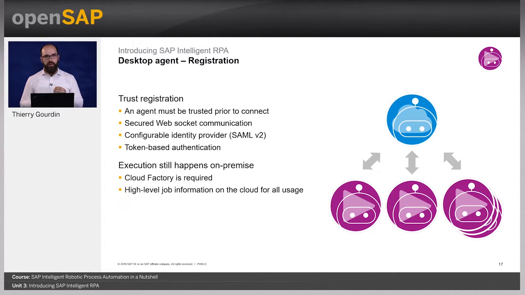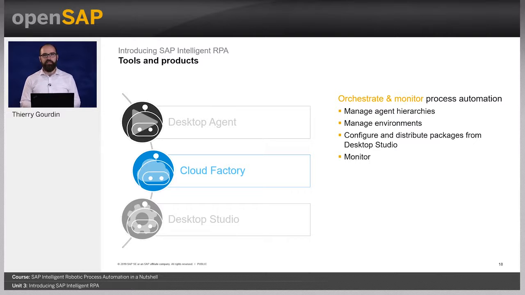Desktop Agent and Cloud Factory are constantly connected so that the Desktop Agent can check regularly what automation is allowed to get from the factory and provide to the user. On the other side, the Cloud Factory can trigger digital workers when unattended jobs have been scheduled. That's it for the Desktop Agent. Moving on to the Cloud Factory.